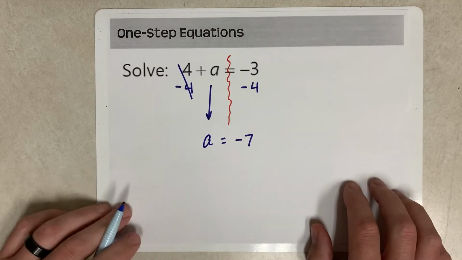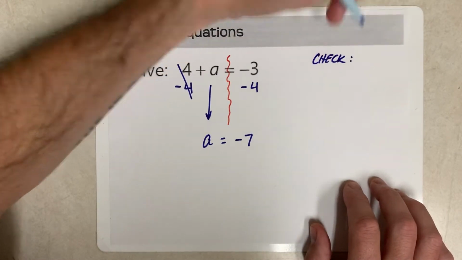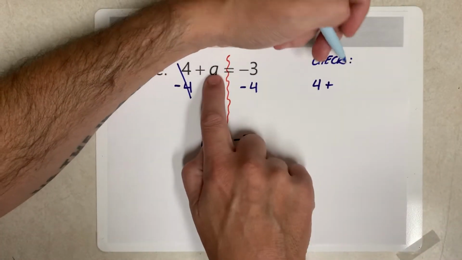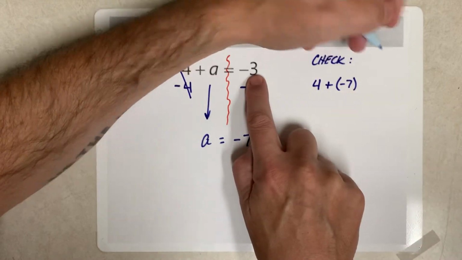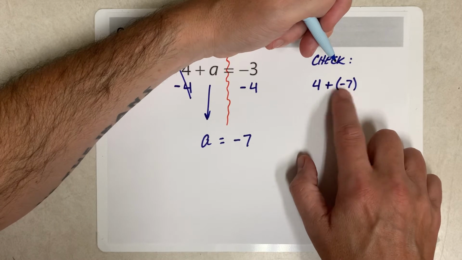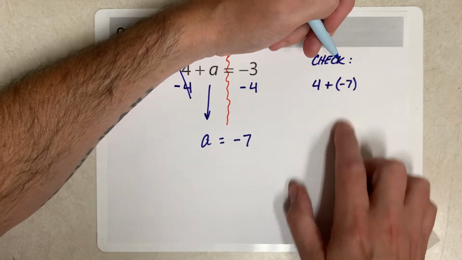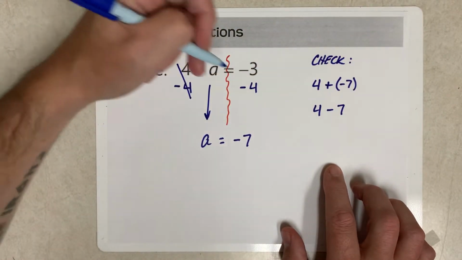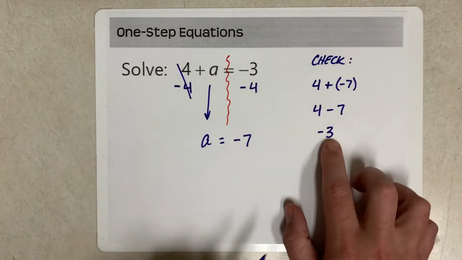All right, so I'm going to check this one. So here's my check. If I have 4 plus, and I'm claiming that a is -7, that is supposed to be equal to -3. Well, let's find out if it is. When you have a plus and a minus together like that, side by side, the minus always wins. And minus and negative are really the same thing. So 4 take away 7, as you've learned before, is going to be -3.